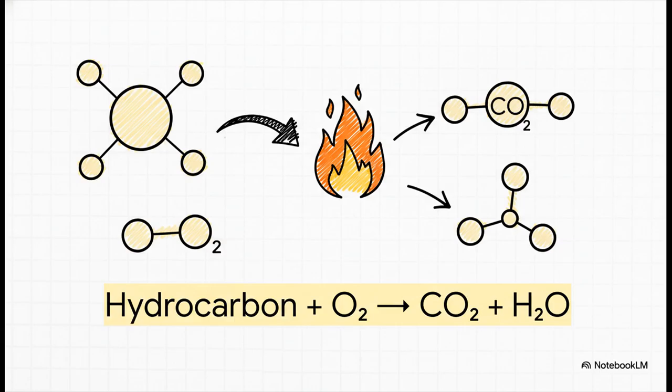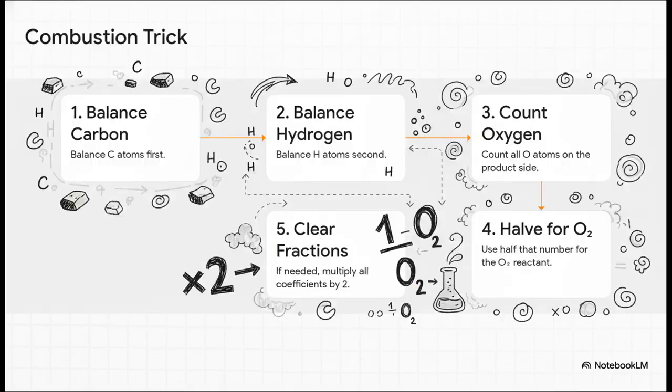It reacts with oxygen and always makes carbon dioxide and water. And that predictability is what gives us this great little trick. And here is that trick. You have to balance in a specific order. First you do carbon, then you do hydrogen. After that, you count up all the oxygen atoms you have on the product side. Whatever that number is, you take half of it and put that in front of the O2 on the other side. Now, if you end up with a fraction like 7.5 or something, no worries. You just multiply every single coefficient in the whole equation by 2, and that'll clear it right up.